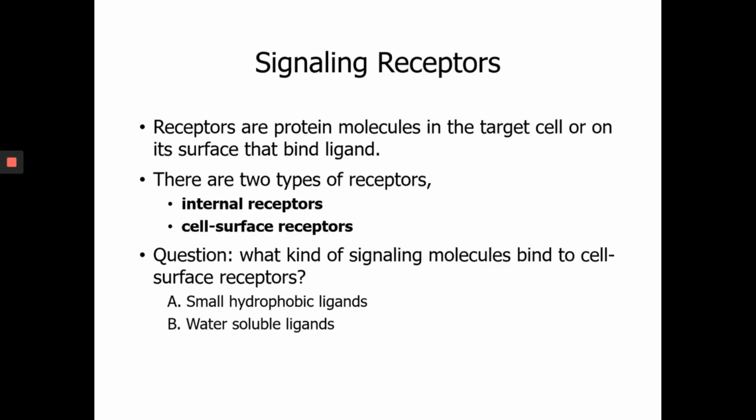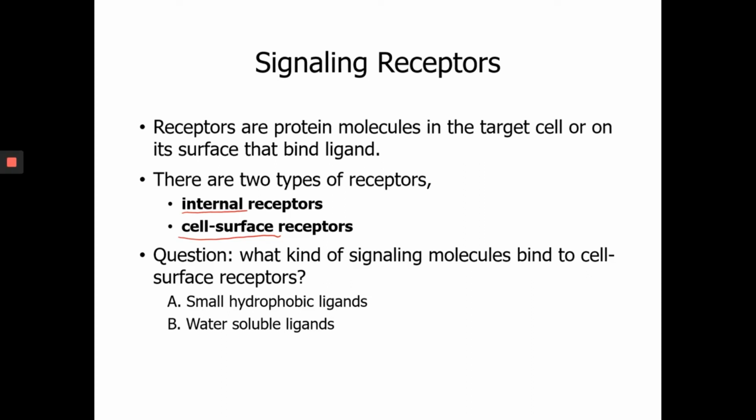Okay, so we talked about ligands, and now we're going to look at receptors. We have already touched on the different types of receptors. So we have internal receptors, so they're inside the cell, and we have cell surface receptors, so these are located in the plasma membrane. Okay. So here's a question: what kind of signaling molecules bind to cell surface receptors? So which one, A or B? Give you a few seconds.